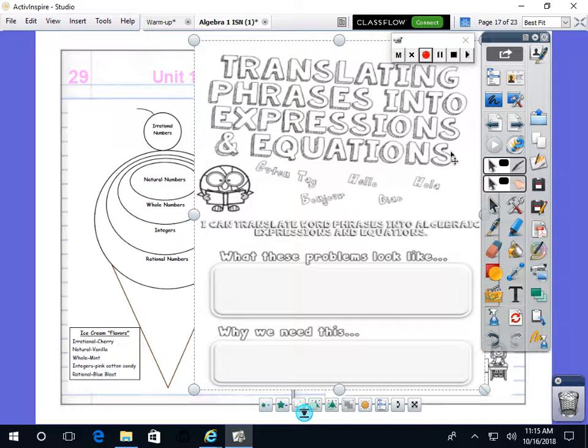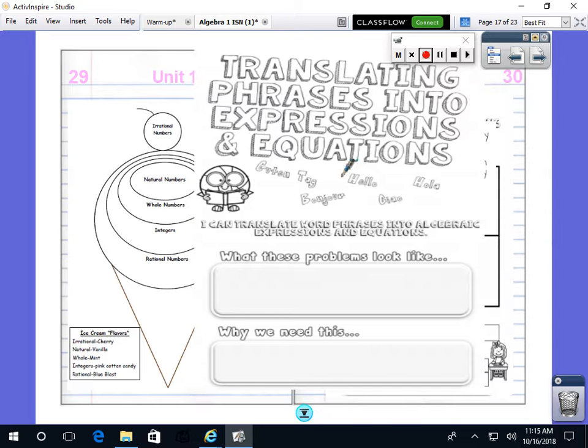Okay, but anyway, for what we're doing today, this is pointless anyway, so it's okay that you can't read it. Okay, I can translate word phrases into algebraic expressions and equations. Now, what these problems look like is something like this: 6 less than twice a number.